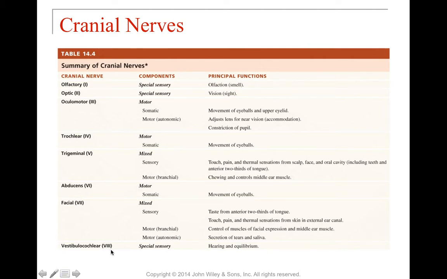We also have the vestibulocochlear nerve. This is going to be nerve 8. It's going to be involved in hearing and equilibrium. So the cochlear branch is involved in hearing. The vestibular branch is involved in equilibrium.